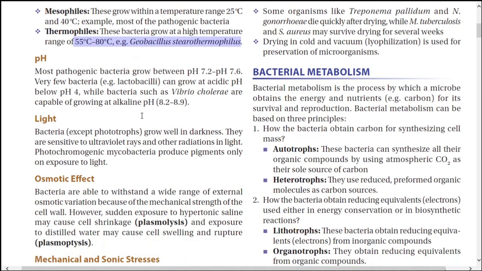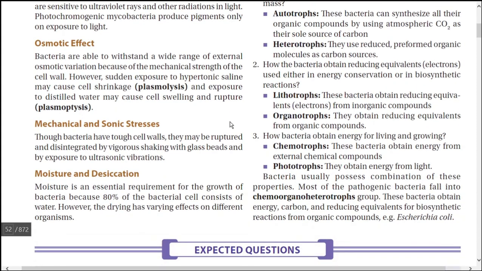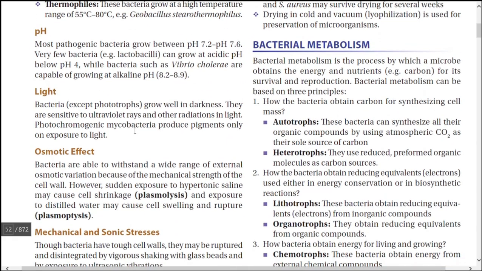pH. Vibrio cholerae is capable of growing at alkaline pH, and lactobacilli can grow at acidic pH, below pH 4 in acidic medium. Most of the pathogenic bacteria, however, grow between pH 7.2 to 7.6, which is the same as that of blood pH. Next, light. Bacteria grow well in darkness, but they are sensitive to UV rays and other radiations in light.